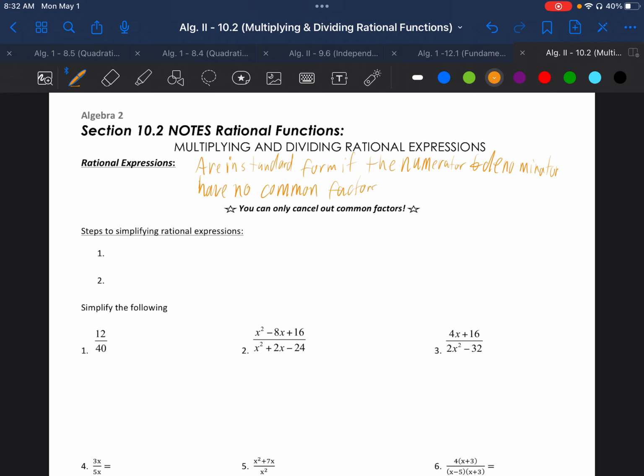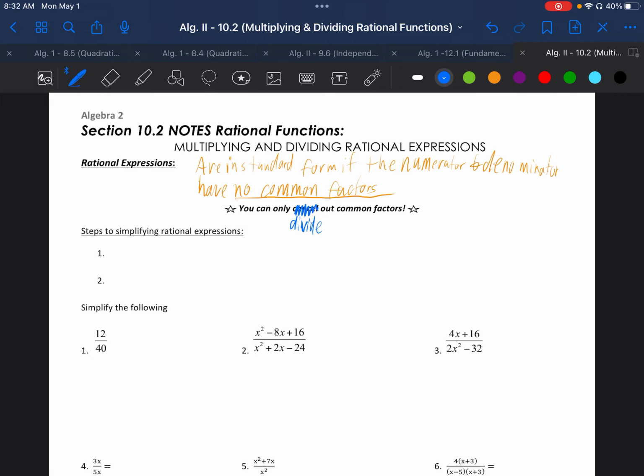And I'm going to emphasize that last part, no common factors. Now, it says a note you can only cancel out common factors. I don't like that word cancel because I don't think it's mathematically accurate. I like the word divide, so I'm going to change that to divide. You might also say simplify. And what I mean by that, I guess we'll see on number 1.